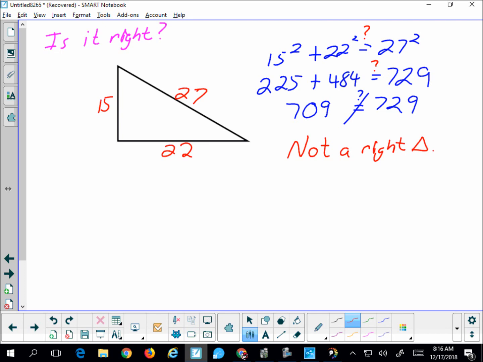Yeah, so right here, since it's not a right triangle, we still haven't determined what kind of triangle it is. All right, we eliminated it being a right triangle. So now what we're going to do is check acute or obtuse. Okay? So is it acute or is it obtuse?